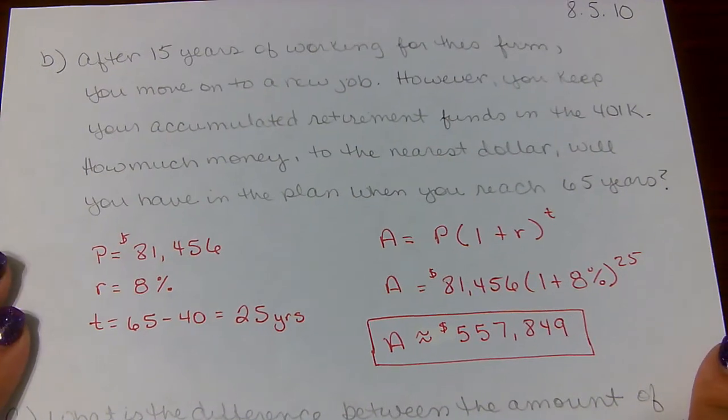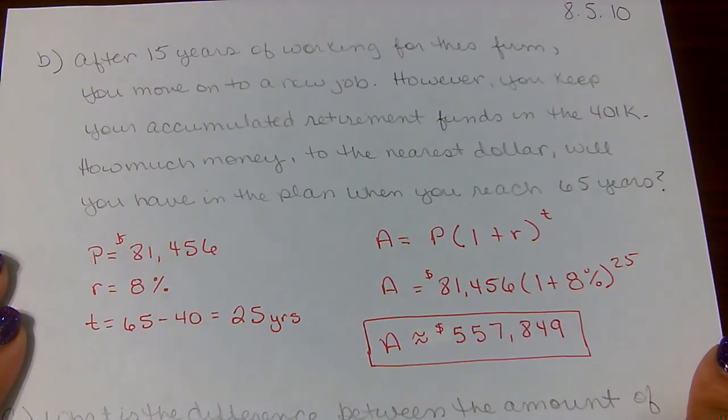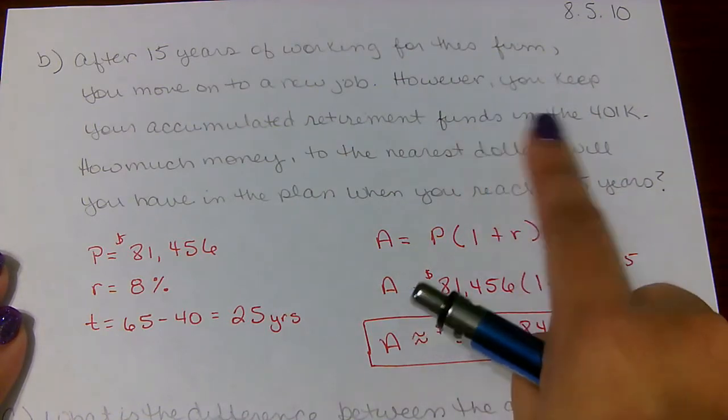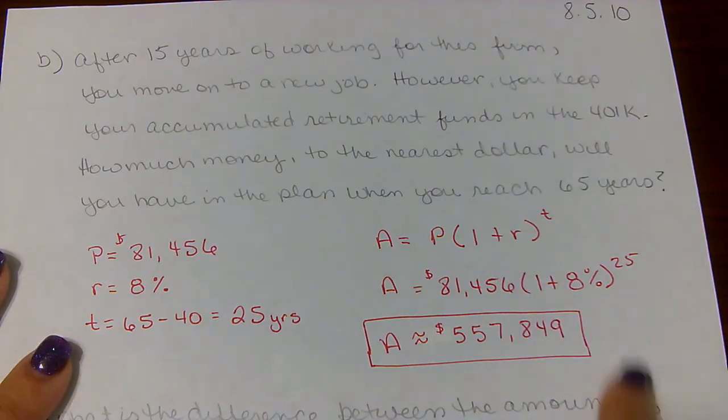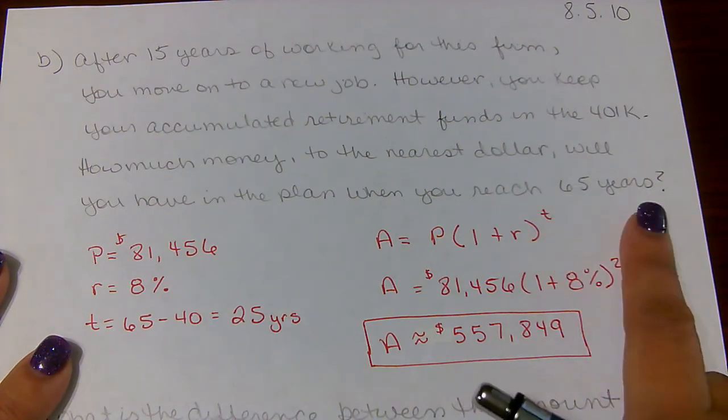Part B says, after 15 years of working for this firm, you move to a new job. However, you keep accumulating your retirement fund in your 401k. How much money, to the nearest dollar, will you have in the plan when you reach 65 years old?